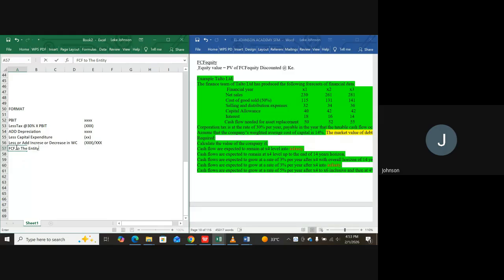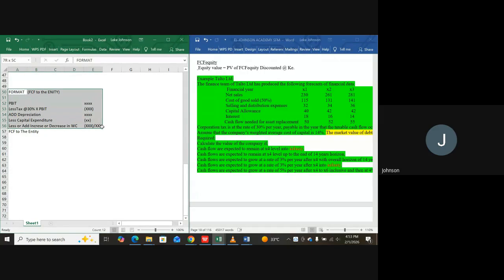However, if it's not free cash flow, so in bracket here now, this is going to be the format of free cash flow to the entity. So we close it. This is the format of free cash flow. But if we want to get the other one, if they told us to pay off the debt holders, this is what the answer is going to be.